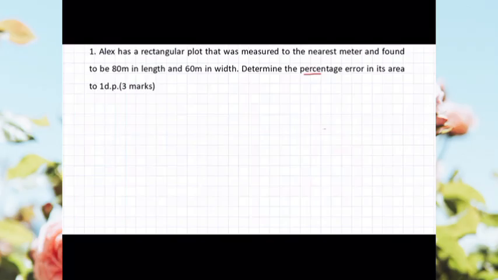So in order to apply the knowledge on errors and approximations, we're going to look at some questions. Here, our first question is: Alex has a rectangular plot that was measured to the nearest meter and found to be 80 meters in length and 60 meters in width. Determine the percentage error in its area to one decimal place. And we've been given 3 marks.